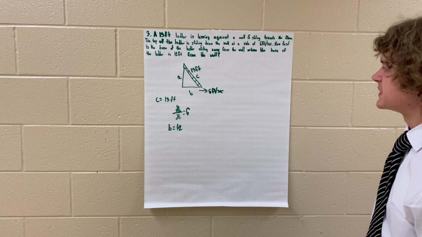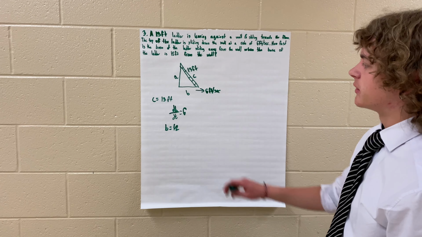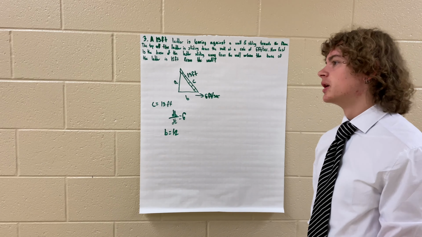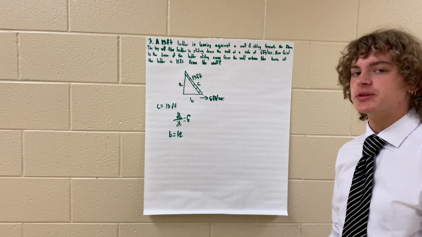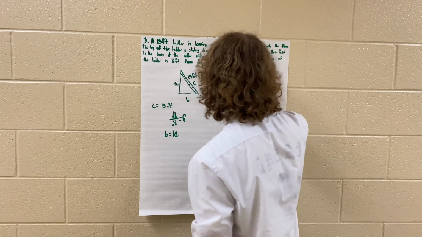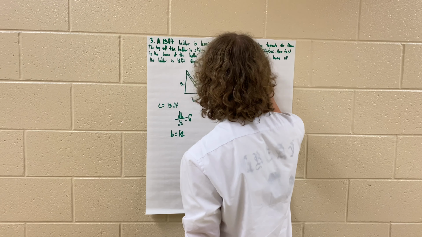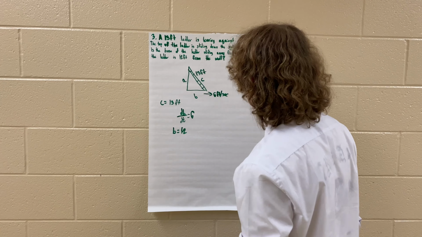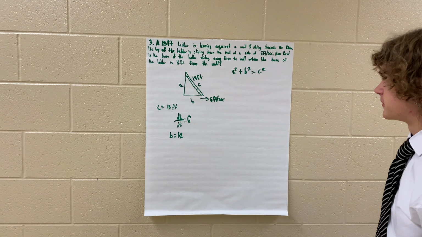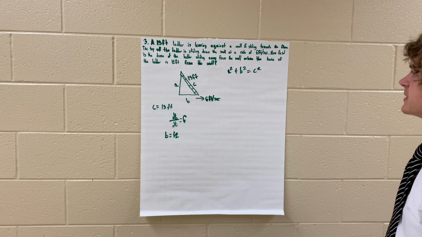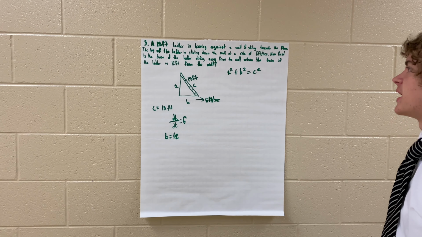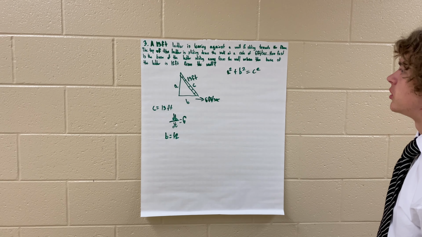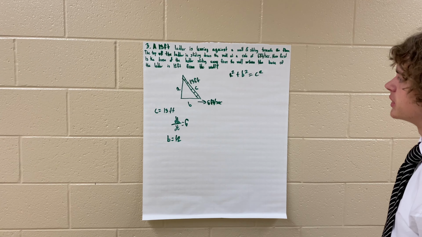So from this, now that I have my given, I have to form an equation. Since it's a triangle, I'm going to use the Pythagorean theorem: a squared plus b squared equals c squared. Then I have to look for what I'm finding, which is basically the rate, or how fast the base of the ladder is sliding away from the wall when it's 12 feet away.